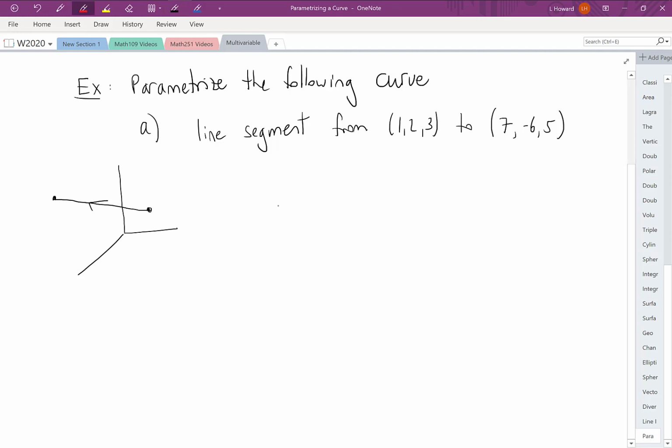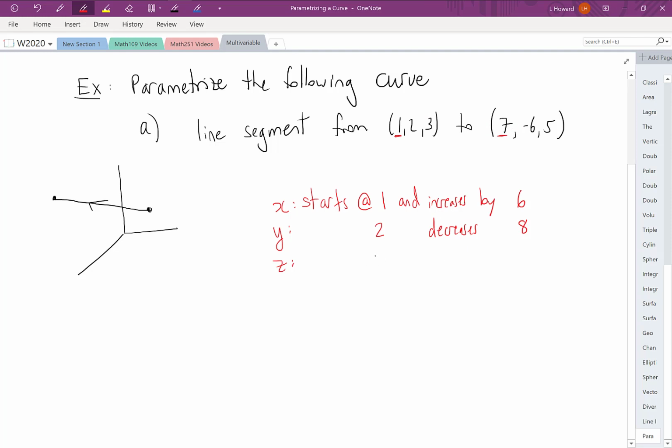So here's how I would approach this. I would look at our x variables first, and I would say, well, our x coordinate starts at 1 and finishes at 7. So what's important here is that it starts at 1 and increases by 6. So meaning over the course of the line segment, we gain 6 units in the x direction. So let's do a similar kind of description for y and z. Y starts at 2 and decreases by 8. So you could say negative 6 minus 2 gives us negative 8. So that tells us we're decreasing by 8.